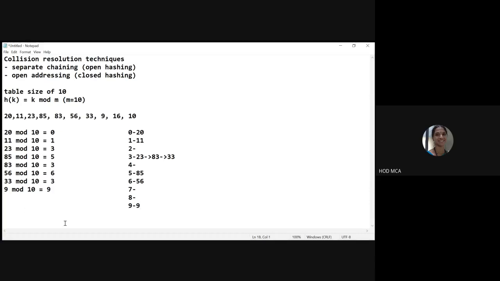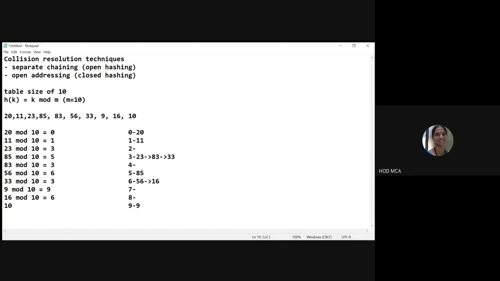Next I have 16. So 16 mod 10 is equal to 6. Now in the sixth location we already have 56, since 56 mod 10 is 6. So in the sixth location we've already stored 56. Now we are getting 16 mod 10, which is also 6. That means you have to create a linked list at this location and then store this 16 as the value of the next node. All right.